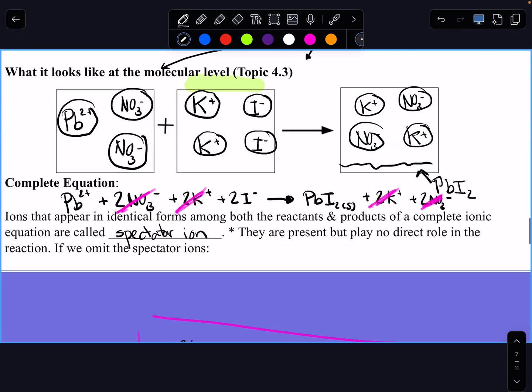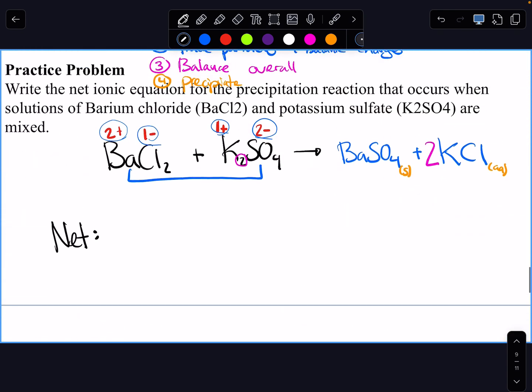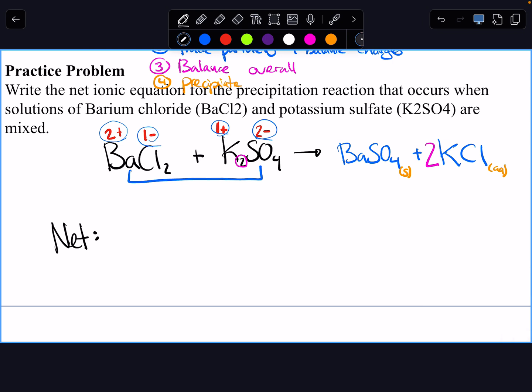Do they ever give us something where they're both spectators and it literally doesn't do anything? Yes, and that's where you would say no reaction occurs. If both of them end up being spectators, then you pour 2 things together and nothing happened. Which you might find next time when we do the lab.